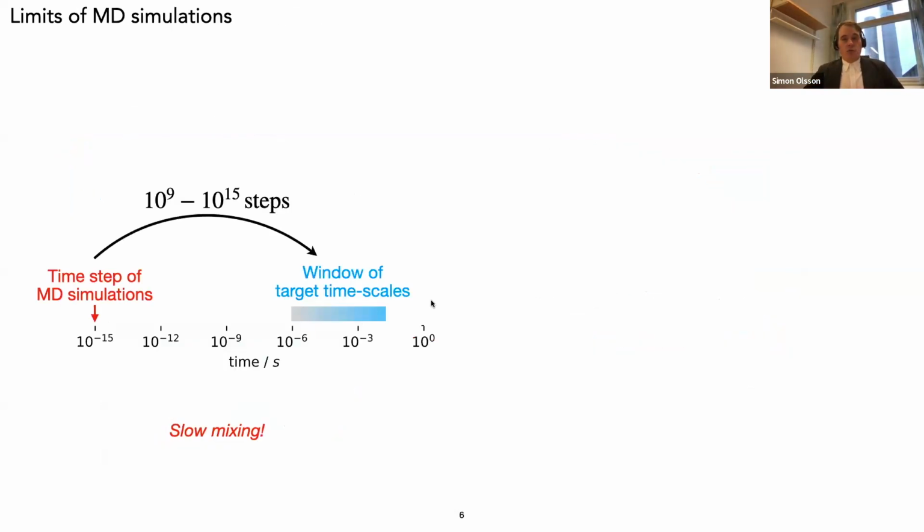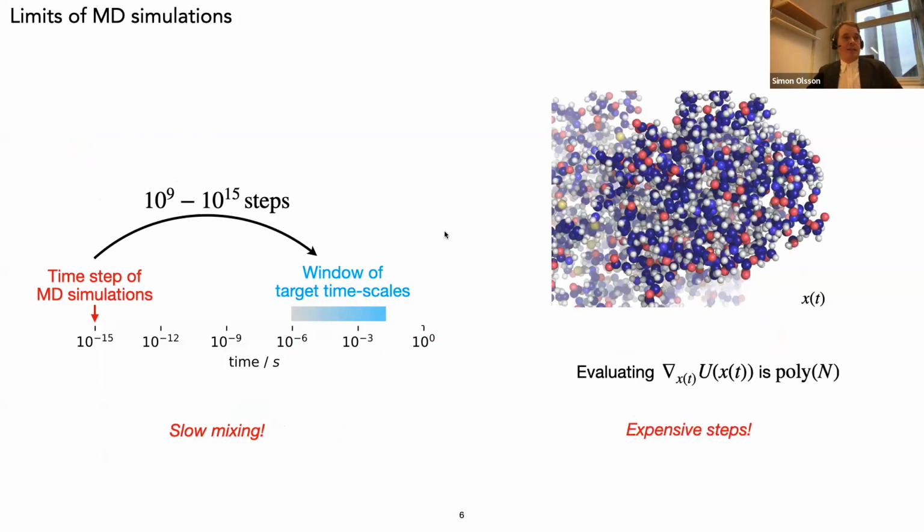So there are basically two main limitations with these MD simulations. One is the thing that I just pointed out: we need to do a large number of steps to reach the timescales of interest, where we have global mixing and we're drawing independent samples. The other problem is that each evaluation, so taking one step, is in general polynomial in the number of particles that we are studying. So we have expensive steps.